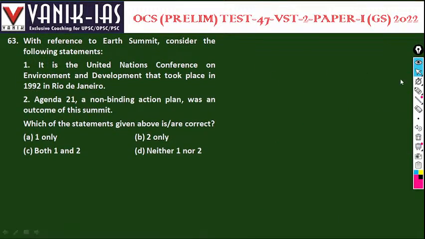Biomagnification means increase in the concentration of toxic substances. Concentration of toxicity increases. That is biomagnification.